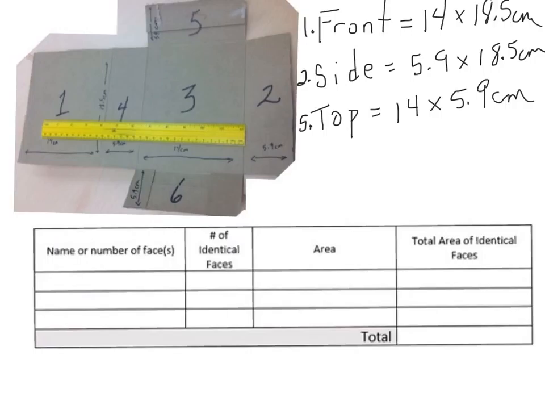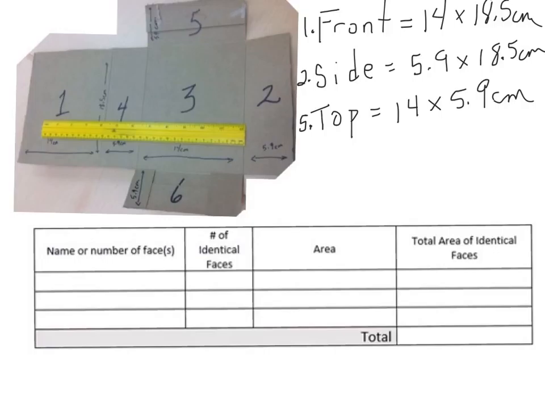Now that you have your box cut open into a net and your measurements, it's time to start to find the surface area in its entirety. You'll notice on my diagram that I do not have all of the faces measured, just enough to make sure I have all of the information that I need.